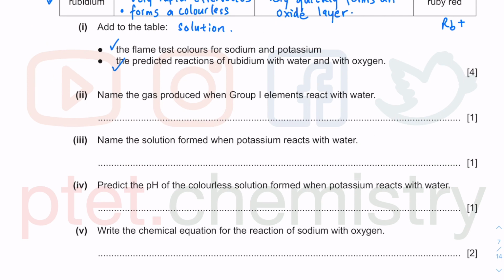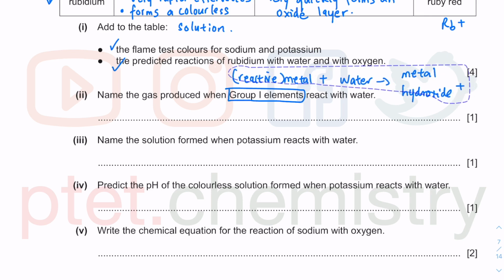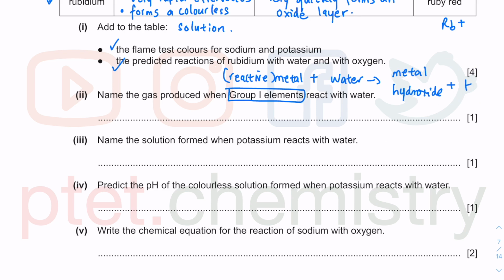Now name the gas. This is group 1 elements. These are basically reactive metals. When you add a reactive metal to water, you are supposed to get the metal hydroxide, not the oxide, because we are not dealing with steam, we are dealing with water. So it's forming the metal hydroxide and hydrogen gas. Name the gas. So this is hydrogen, which of course has the H2 formula, diatomic molecules, 2 atoms covalently bonded together to give you a molecule.